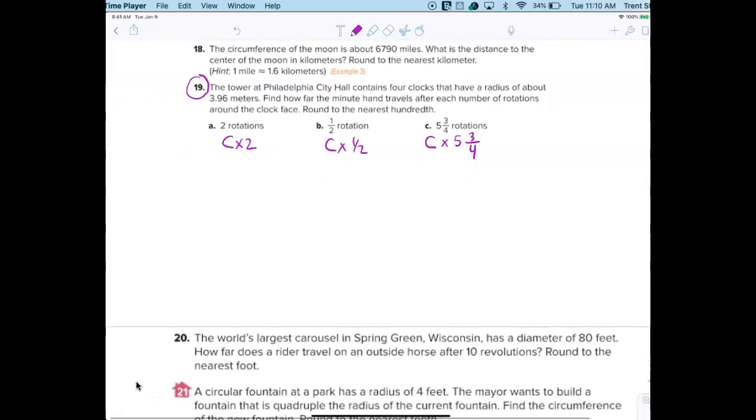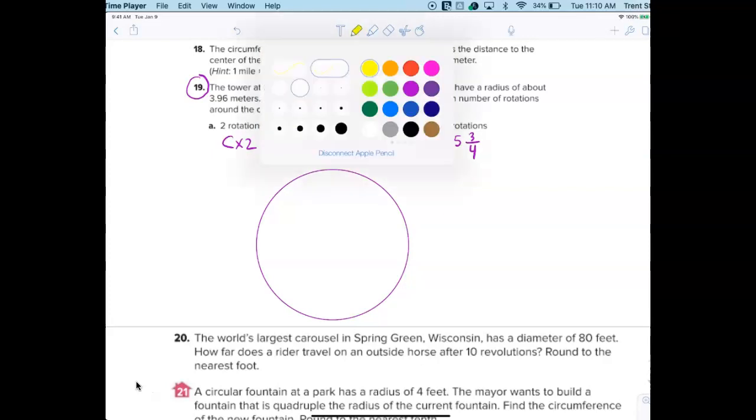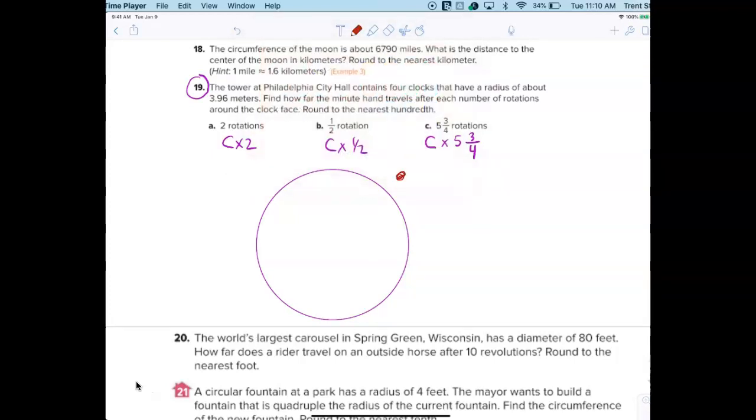So here's what they're saying. I'm going to draw a circle. Paying attention? Then I want to make one point much darker, a point that's going to go around. If I start here and go all the way around, that's called one rotation.